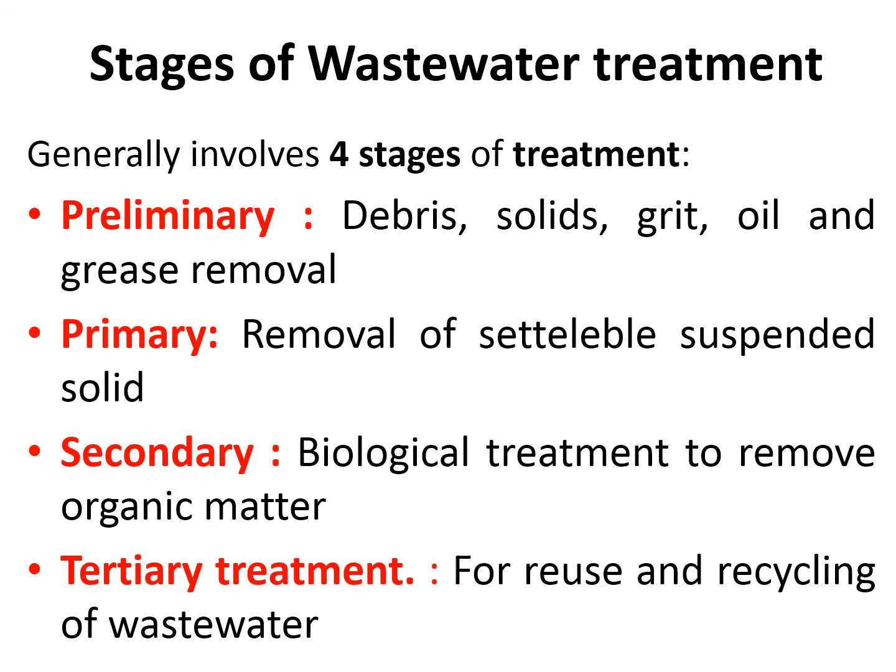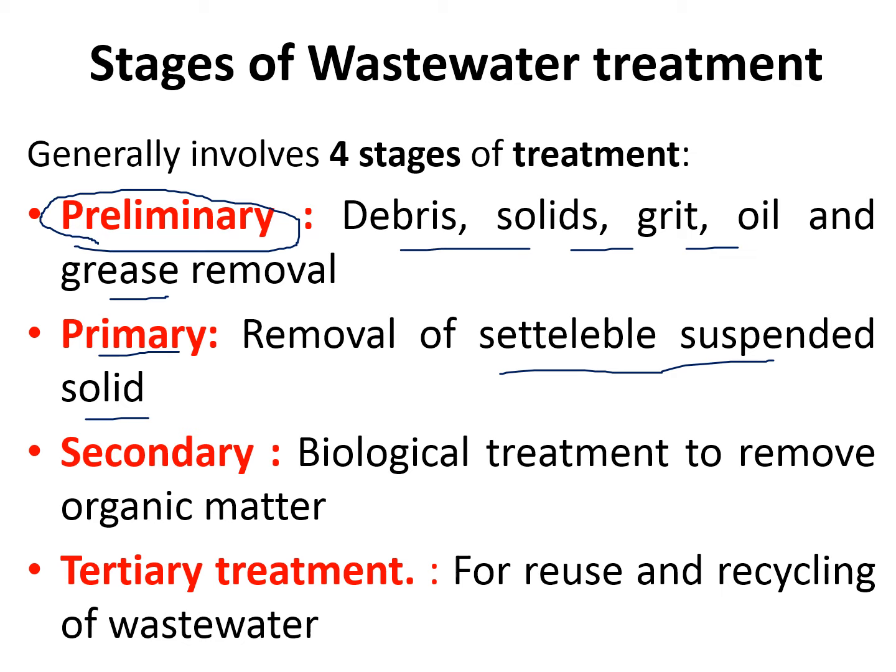Any wastewater treatment plant, that is the conventional one, generally has 4 different stages. The first stage is preliminary treatment. In the preliminary treatment, our main aim is the removal of debris, any suspended matter, grit, and oil and grease. These are all to be removed in the preliminary treatment method. Next is primary treatment. Here our main aim is to remove the settleable suspended solids. All that can be settled down under the force of gravity generally is to be removed within the primary treatment.